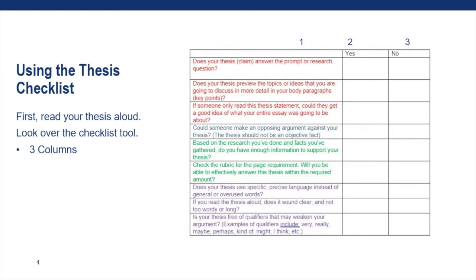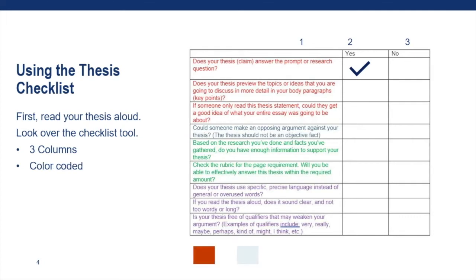Read through each question one at a time. If you can answer yes to that question, place a check mark in the box under yes. If you answer no, place a check mark in the box under no. These answers provide you feedback on what you've correctly included in your thesis, as well as what elements could be revised. The more questions that you can answer yes to, the stronger your thesis is likely to be. If you happen to answer no to any question, then you've also found a place where revision is needed.